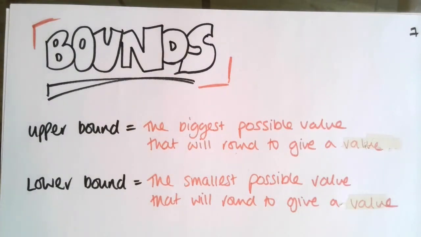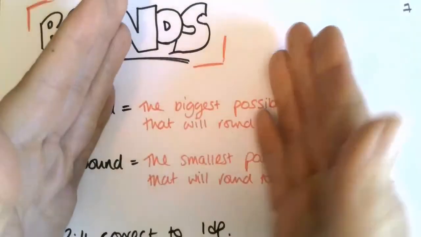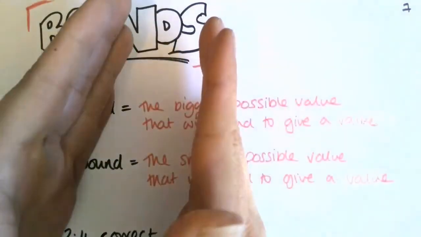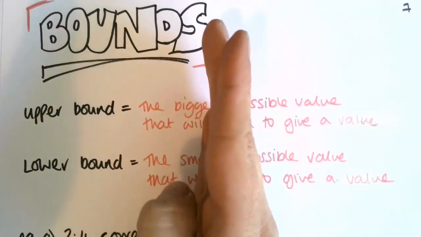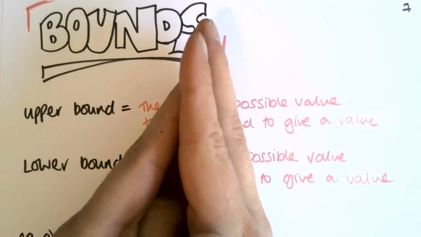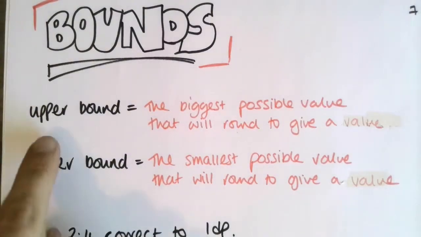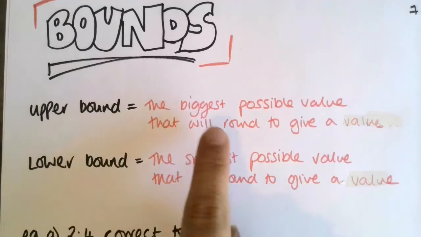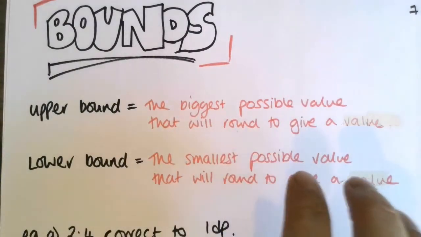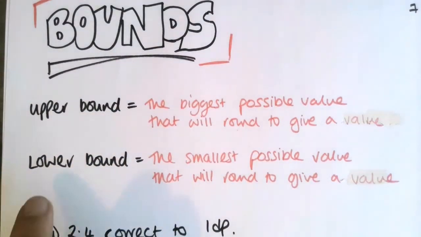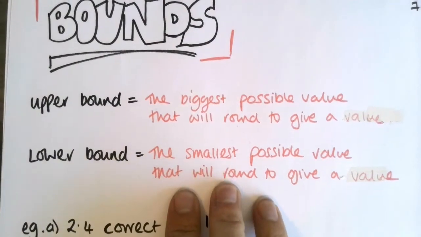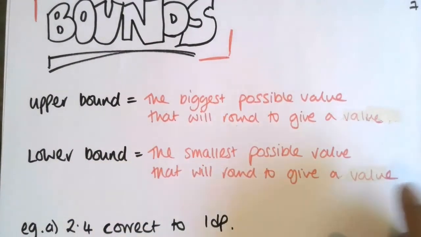Now anytime you give a measurement to the nearest centimetre, nearest millimetre, or to 1 decimal place, there's always cut-off points. There's a highest number that will round down to give you that number that it's rounded to, and there's a lower number that will round up to give you that number. And those two are just the bounds. So the upper bound is the biggest possible value that will round to give a particular value, and the lower bound is the smallest possible value that will round to give a particular value.